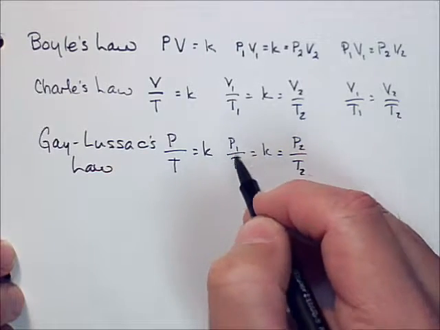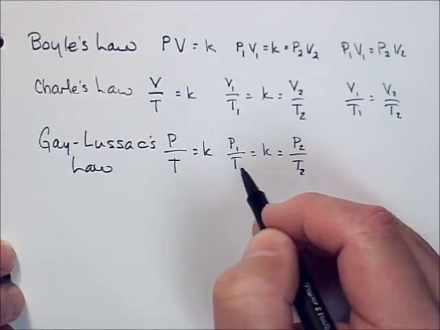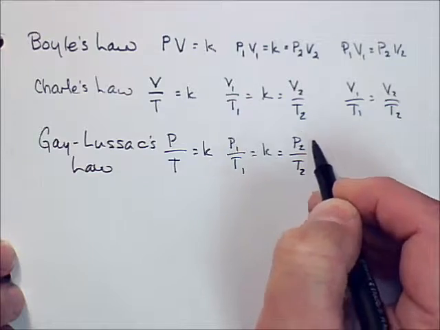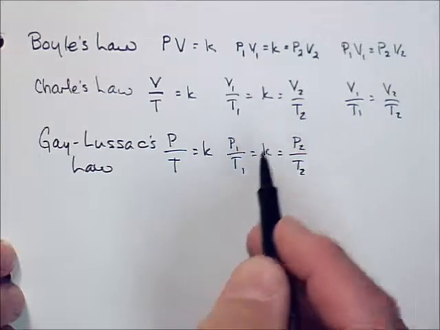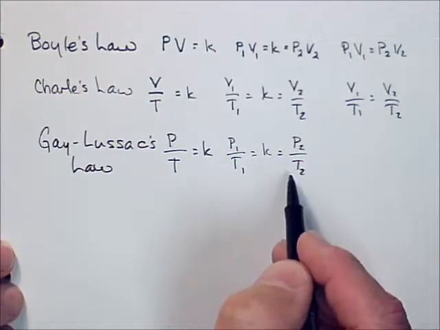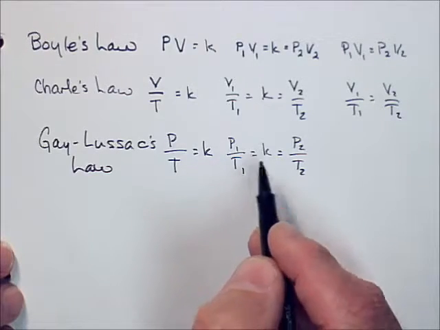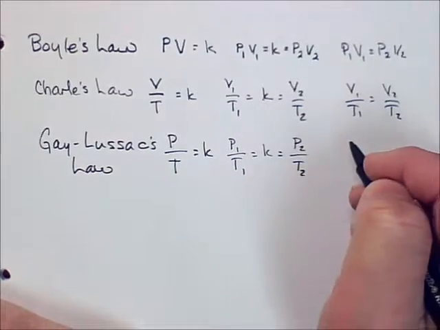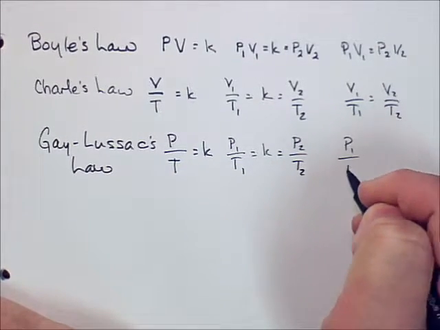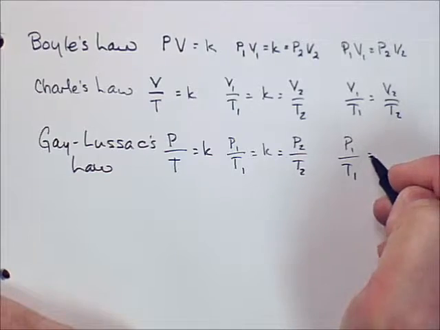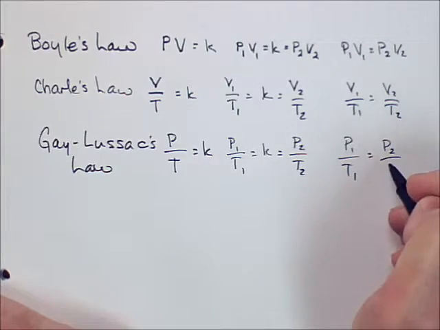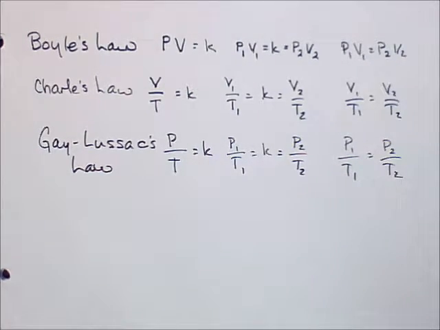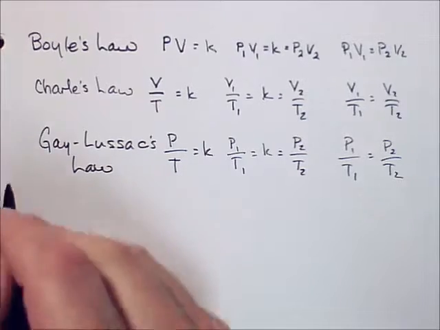Well, if this term right here, P over T, equals K, and this second P over T equals K, then that means this term and this term, P1 over T1 and P2 over T2, those two are equal. So we've got P1 over T1 equals P2 over T2. All right. And one more gas law. Well, no, before I do that, I'm going to combine these three. I'm going to go to the combined gas law first.